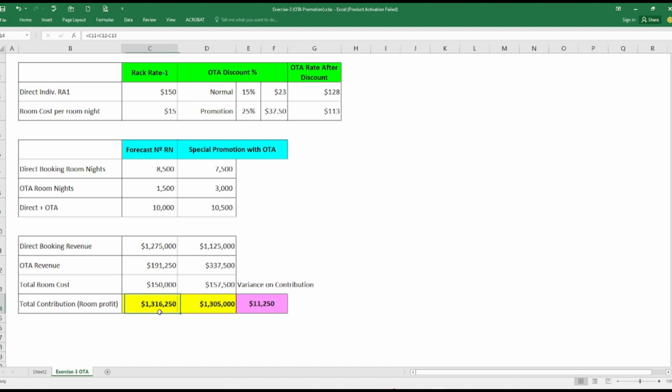It means that the special promotion with OTA does not work, because we end up with less profit than our room forecast. So whenever OTA or others propose any promotion campaign, it doesn't mean that all are good. As a revenue manager, we need to carefully study the homework before we accept any special business from OTA or other organizations or other market segments. So as a revenue manager, the exercise is so important.